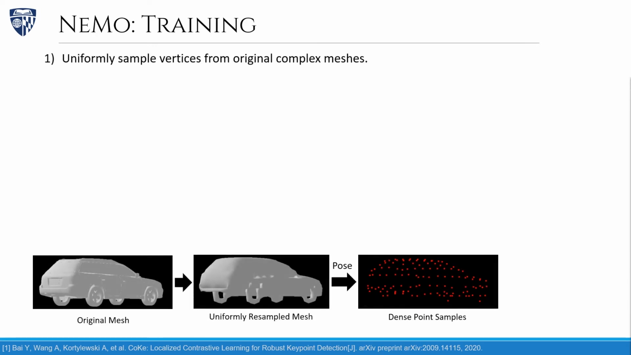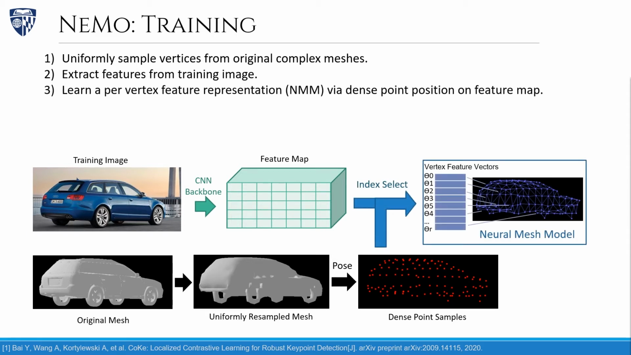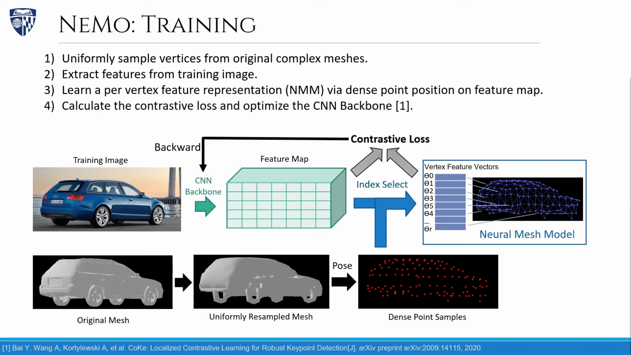We first uniformly sample vertices from the original mesh provided by the dataset. And we use the pose annotation to project each vertex onto the image manifold. Secondly, we use the CNN backbone to extract the features from the training image. Then we use the feature map and the projected vertex predictions. We can learn a per-vertex feature representation. We call it the neural mesh model. Next, we can calculate a reconstruction loss using the feature map, vertex predictions, and the neural mesh model. Finally, we just repeat step 2 to step 4 until convergence.